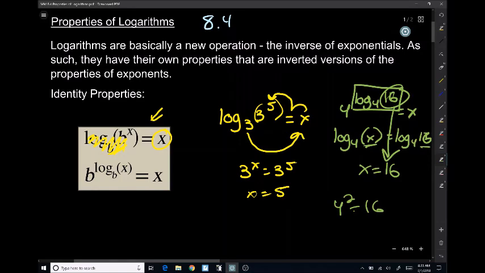These two properties are super useful. We're going to rely on them a ton when it comes to solving. So the key to all of these properties is if you have the common base, then the log and the base cancel each other with that exponential.